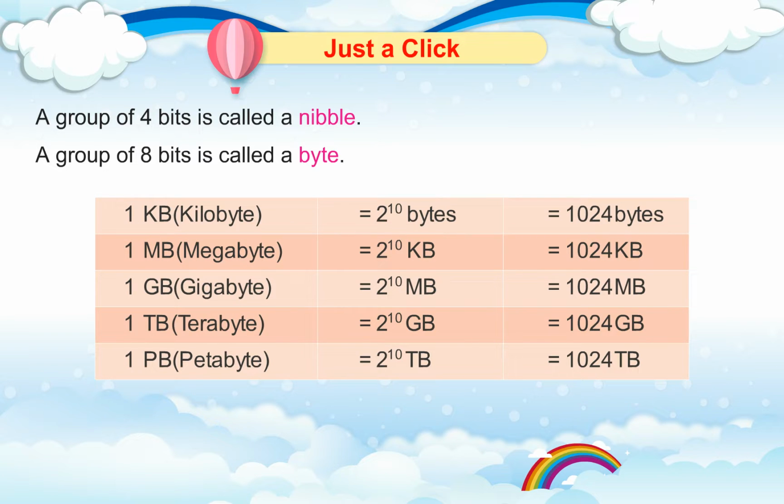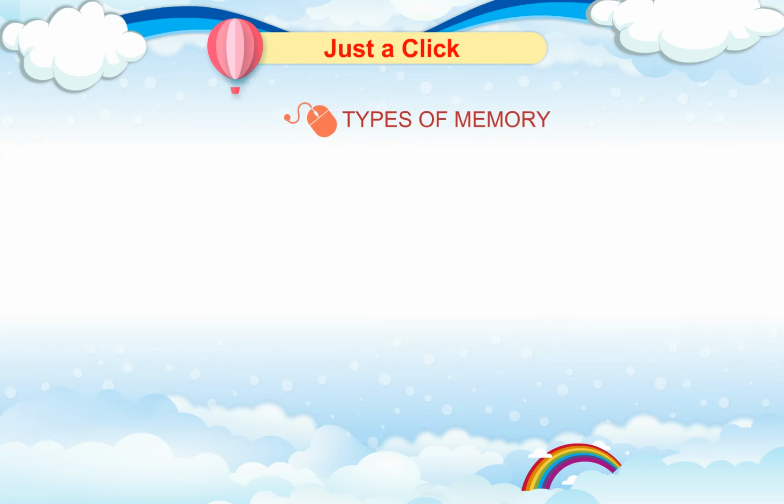1 KB, kilobyte, is equal to 2^10 bytes, that is 1024 bytes. 1 megabyte is equal to 2^10 kilobytes, equals 1024 kilobytes. 1 gigabyte is equal to 2^10 megabytes, equals 1024 megabytes. 1 terabyte is equal to 2^10 gigabytes, equals 1024 gigabytes. 1 petabyte is equal to 2^10 terabytes, equals 1024 terabytes.